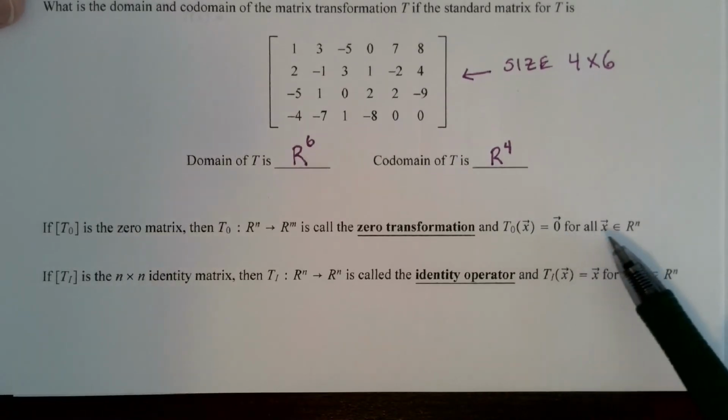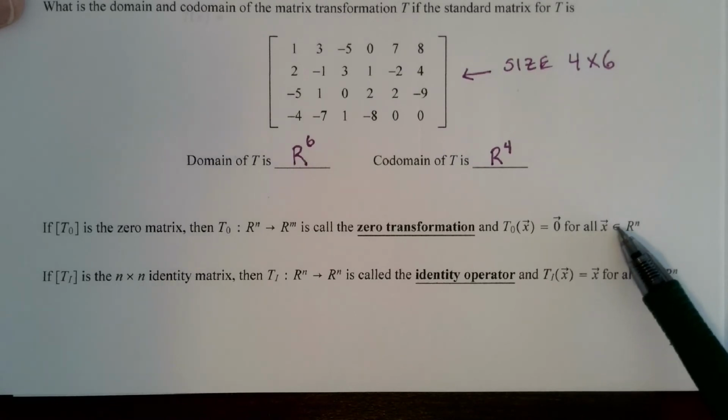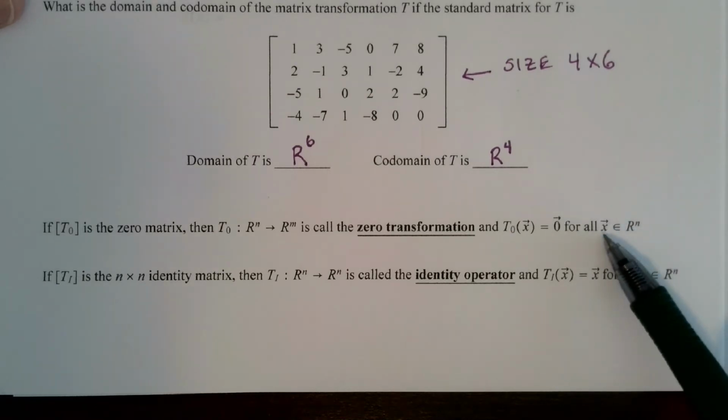By the way, just some notation here. I'm not sure if you're familiar with this little symbol here. This little symbol means is an element of, or is a member of, or is in. So x is in n space, so it is an n tuple is what this is saying.